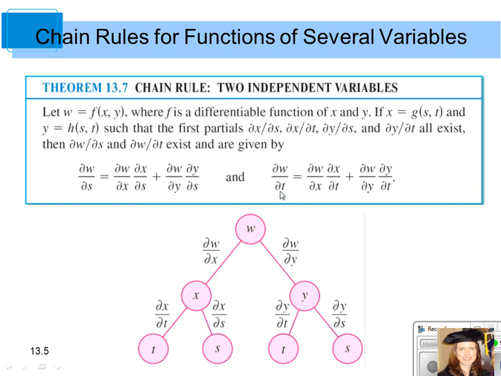And similarly, if we wanted to find the partial derivative of w with respect to t, start at the top of w and follow the branches that end in t. You multiply going down and then add the results. So the partial derivative of w with respect to t is the partial derivative of w with respect to x times the partial derivative of x with respect to t, plus the partial derivative of w with respect to y times the partial derivative of y with respect to t.